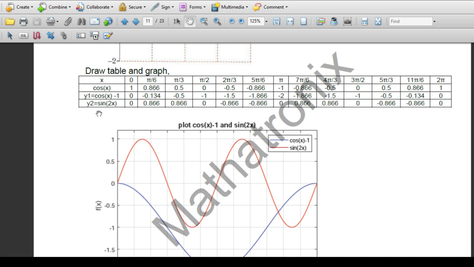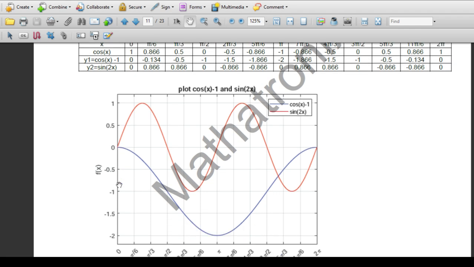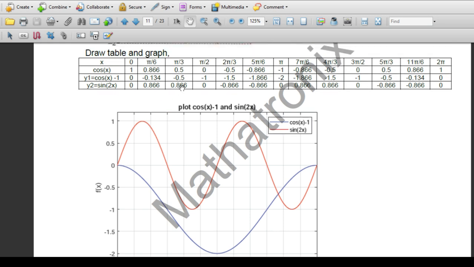So sine 2x is plotted here. At 0 its value is 0. At pi by 3, this is pi by 3, this is pi by 6, this is pi by 3, same value you can see.